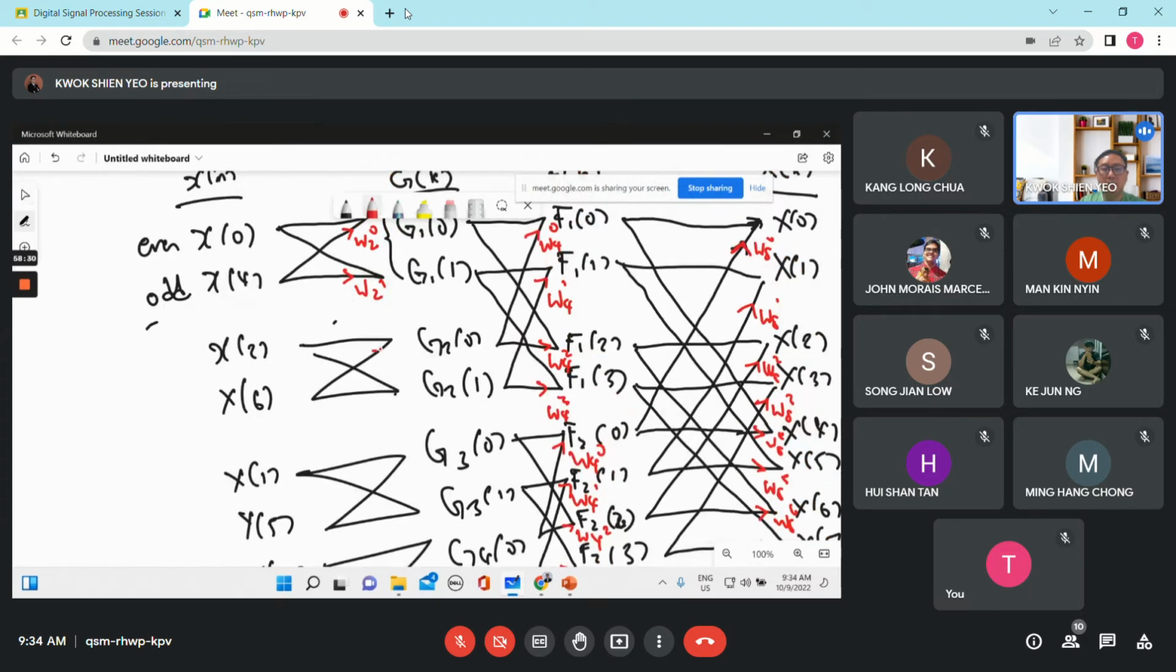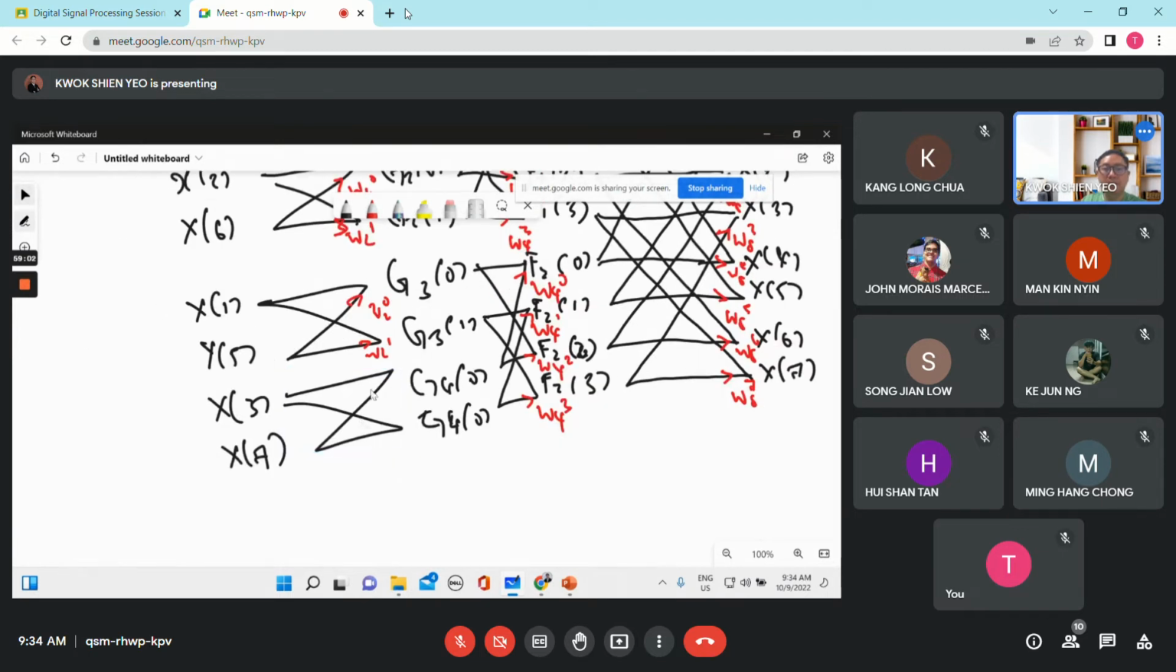W2^0 and W2^1. Actually, W2 to the power of 0 and W2 to the power of 1 is positive 1 and minus 1. In fact, if you don't write this W2^0 and W2^1 it is all right, because multiplying by 1, why do you need to write it, right? But this is for simplicity lah. W2^0 and W2^1. Last one. W2^0 and W2^1.